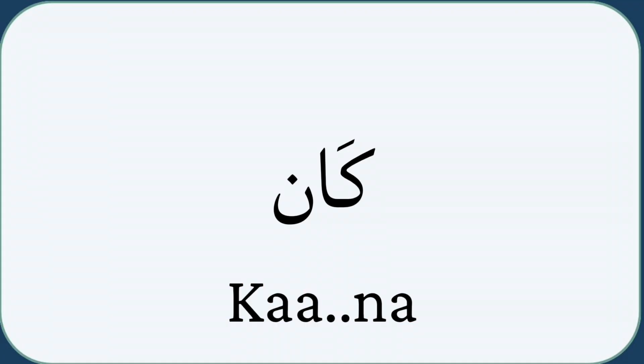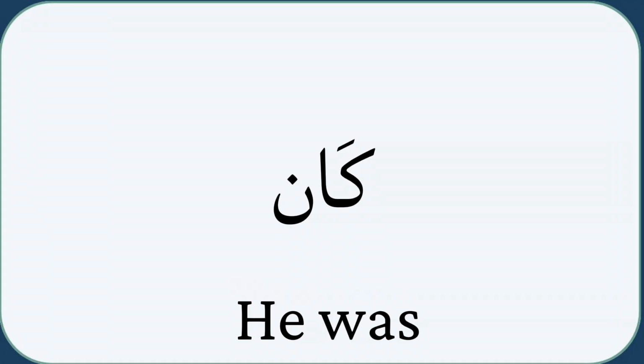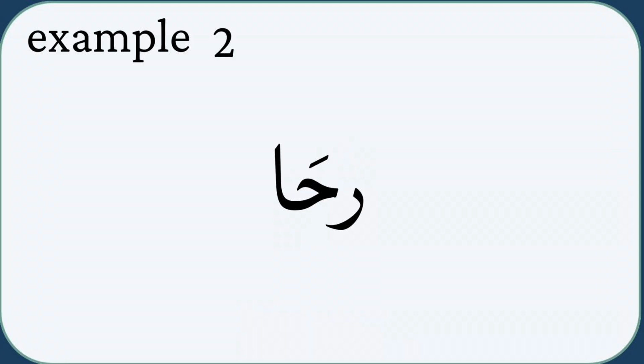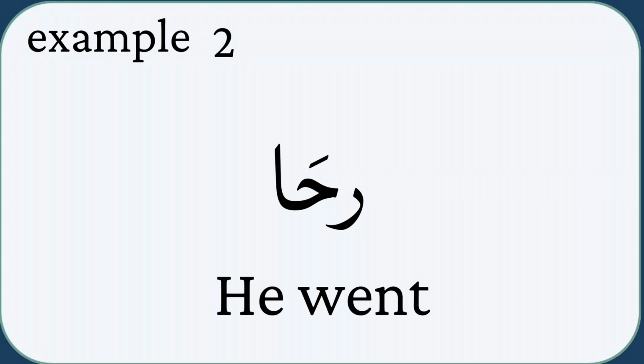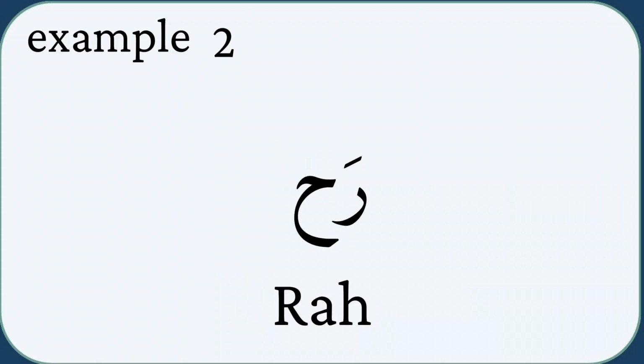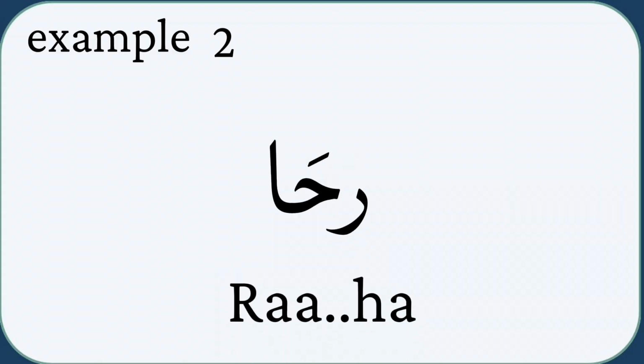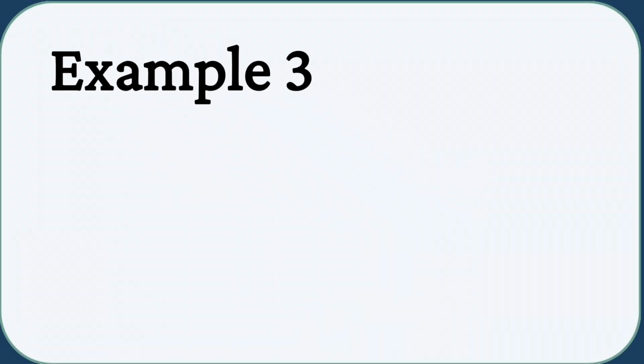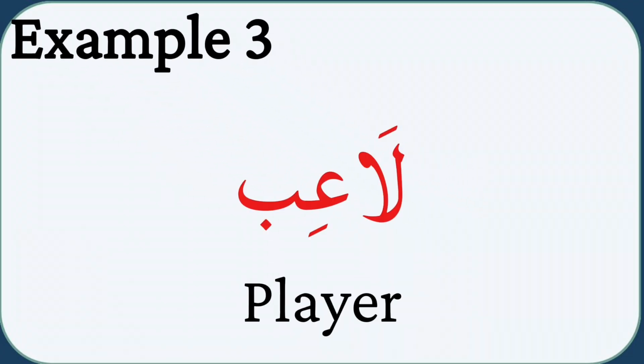Kana, kana means he was. Notice how the alif stretches the ka to kaa. Raha, raha means he went. Without alif, it will just be rah. But now it's raha. La'ab, la'ab means player. Again, the alif stretches the a sound.